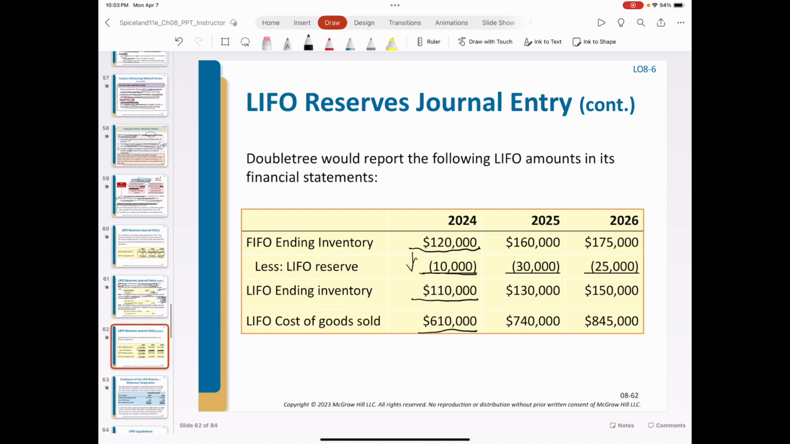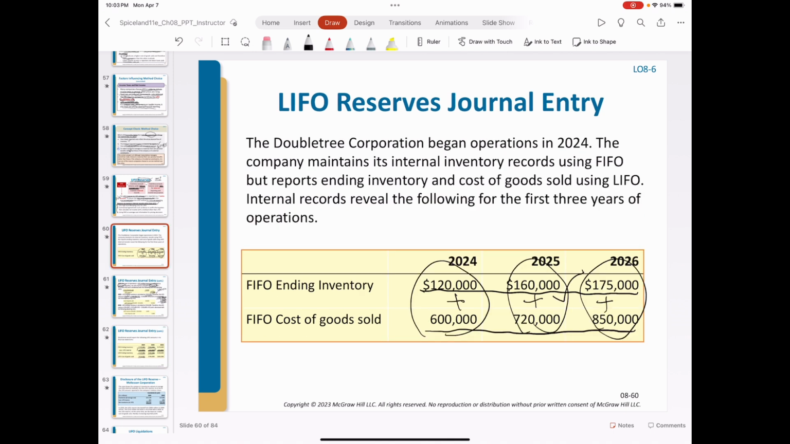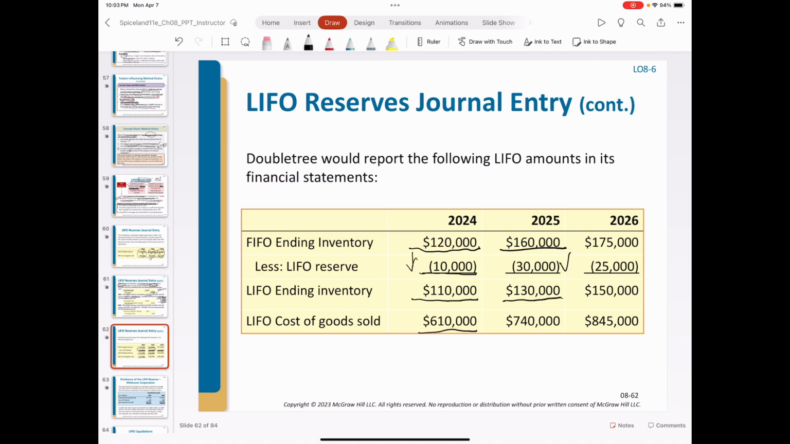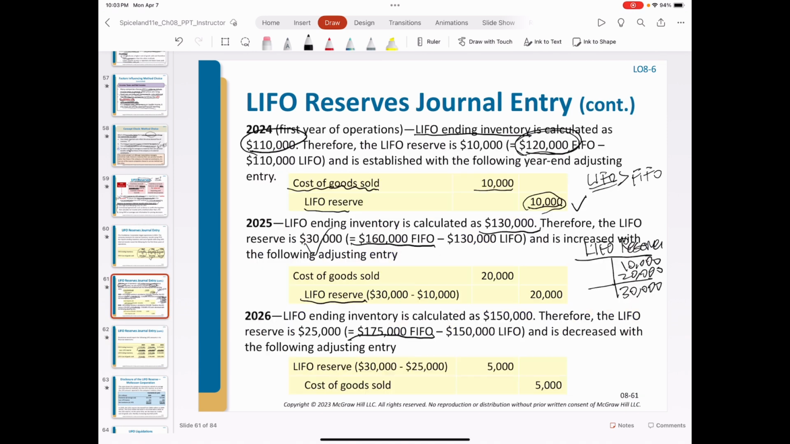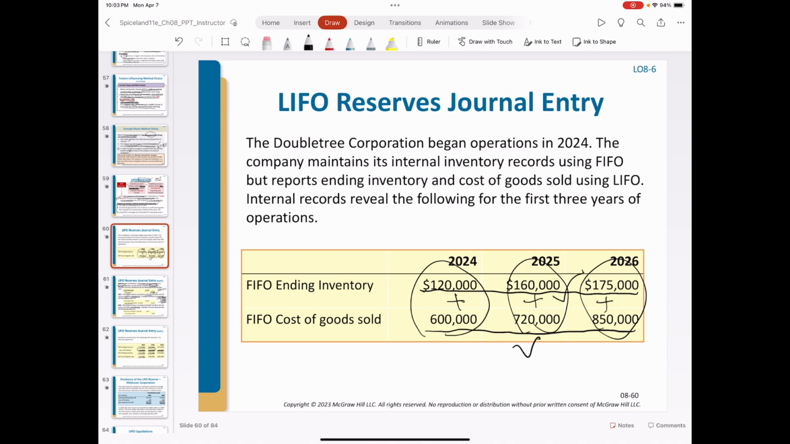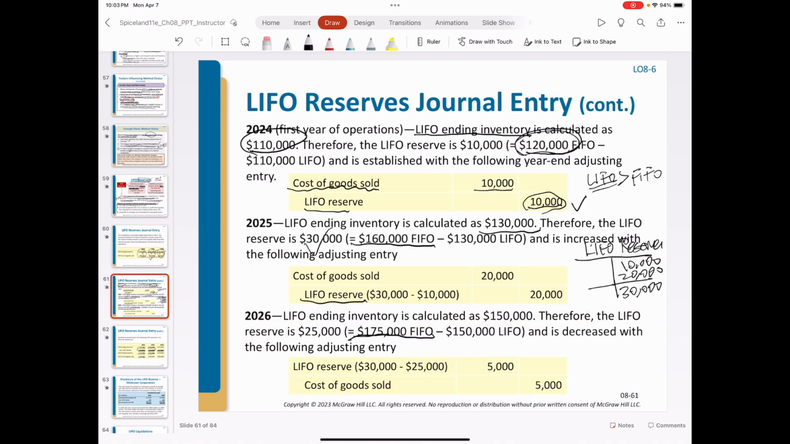After this journal entry, originally the FIFO ending inventory was 160. We subtract 30, so that's the LIFO ending inventory. And the cost of goods sold will increase by just 20,000, from 720 to 740. Last year, FIFO was 175 as reported. That's the internal report. And LIFO was calculated as 150. Now the difference is 25.